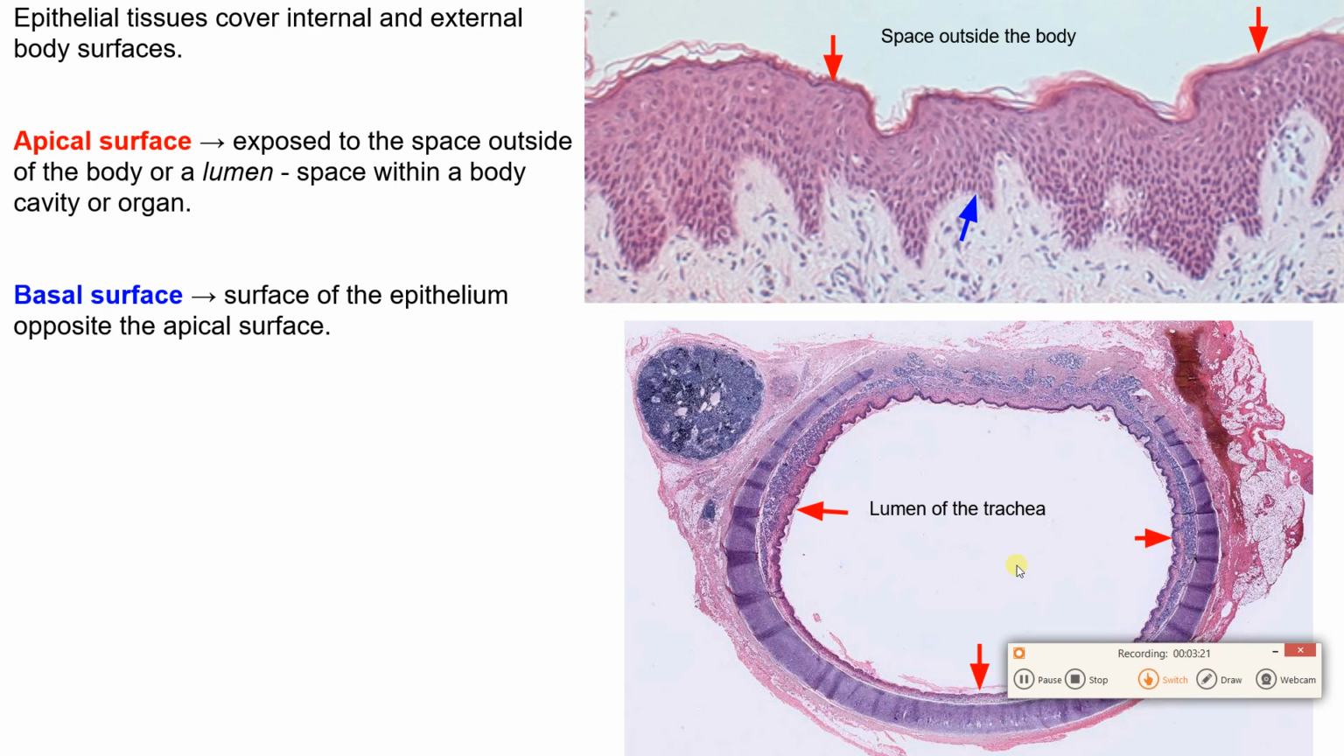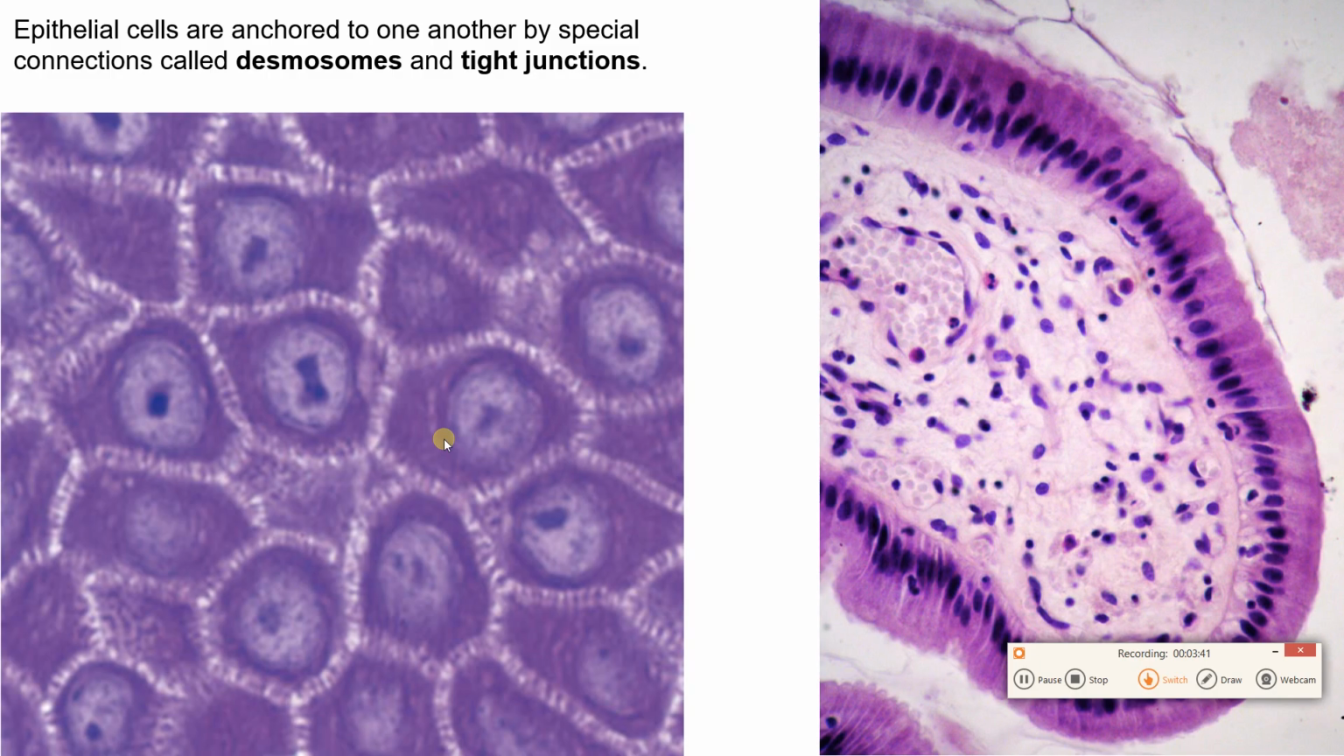All right, so epithelia are always going to cover internal and external body surfaces. There's always going to be a space next to them. The part of the epithelium immediately abutting that space is the apical surface. Then the opposite side of the epithelium is the basal surface. All right, a couple other things about epithelial tissue.